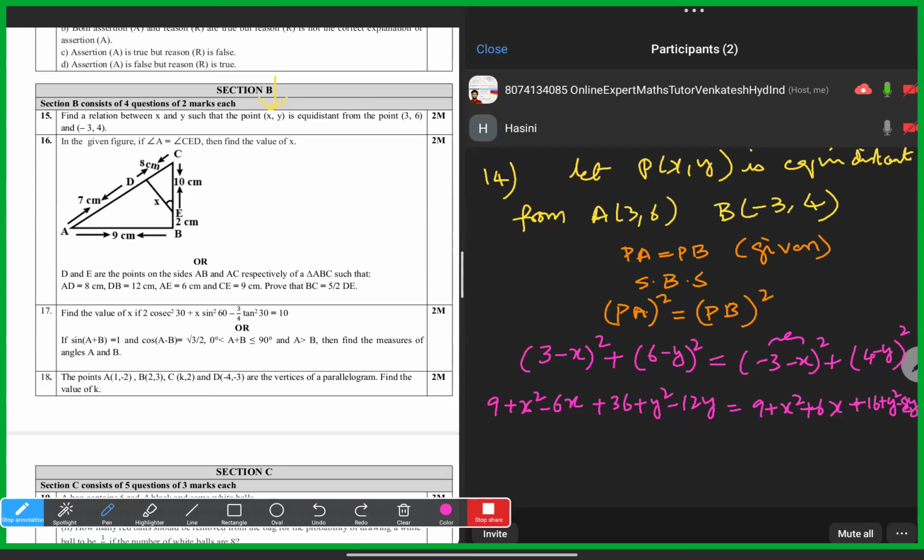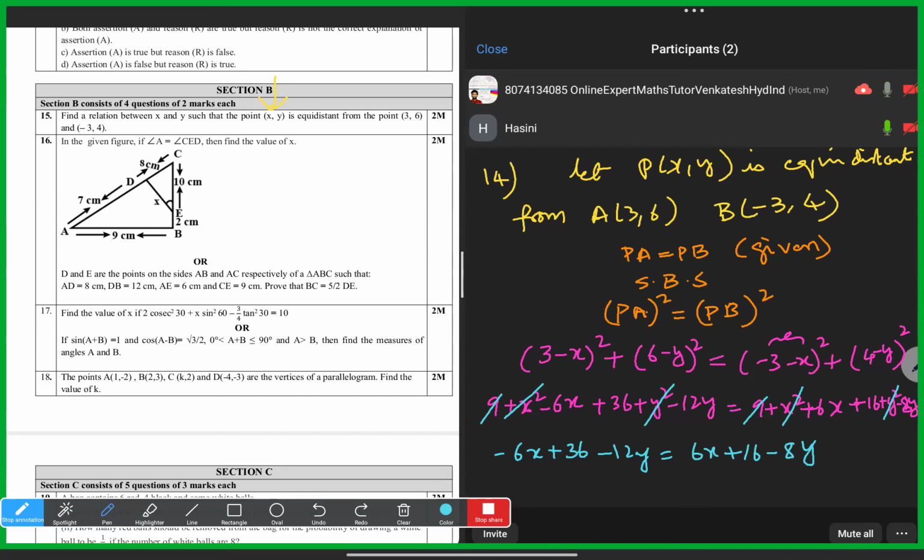Now what we will do, Ashwin, is cut it. 9 minus 9, both sides will get cut. If we bring it to the same side, x square also will get cut. Now here y square also will get cut. When you bring it to the same side, y square minus y square is 0. Now the leftover terms I am writing: minus 6x plus 36 minus 12y is equal to 6x plus 16 minus 8y. These are the leftover terms.